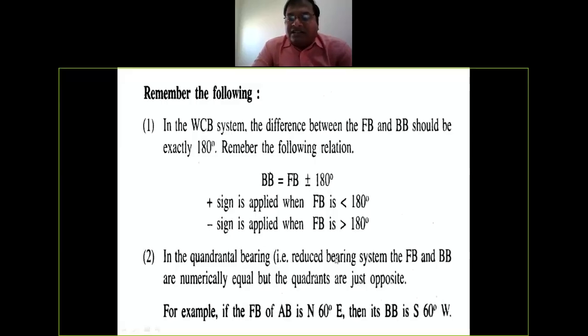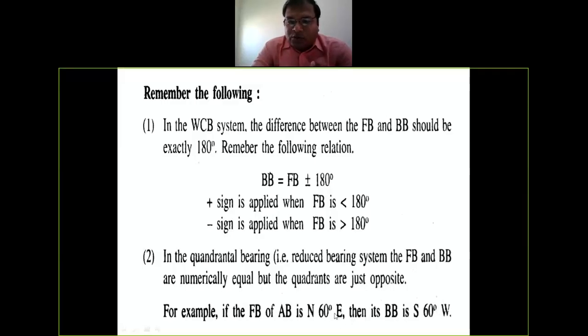Here in the quadrantal bearing system, the reduced bearing system, the forebearing and back bearing are numerically equal, but the quadrants are just opposite. So what is the meaning of that? Suppose here I have taken the example, the forebearing of AB is given as north 60 degree east, so its back bearing is south 60 degree west. You can see the 60 degree values are numerically equal, but the quadrants are exactly opposite.